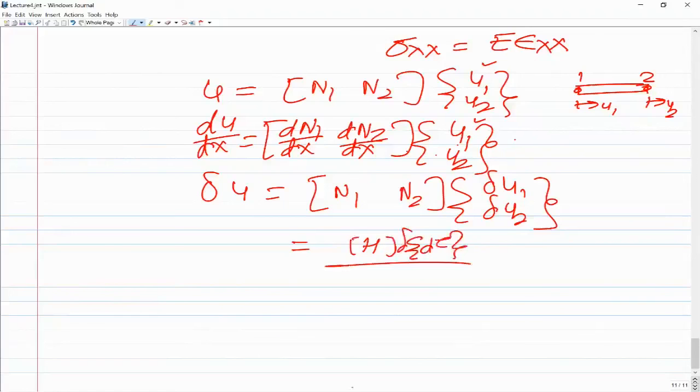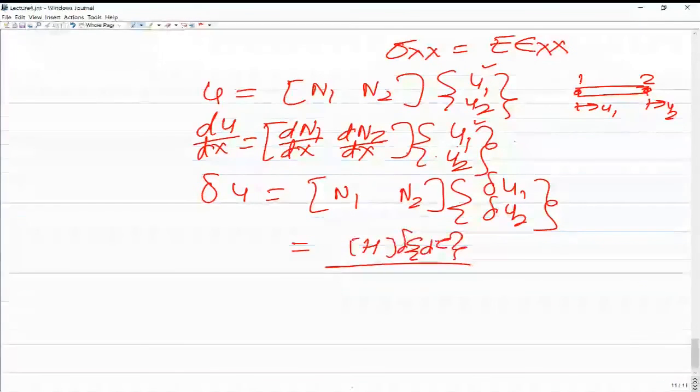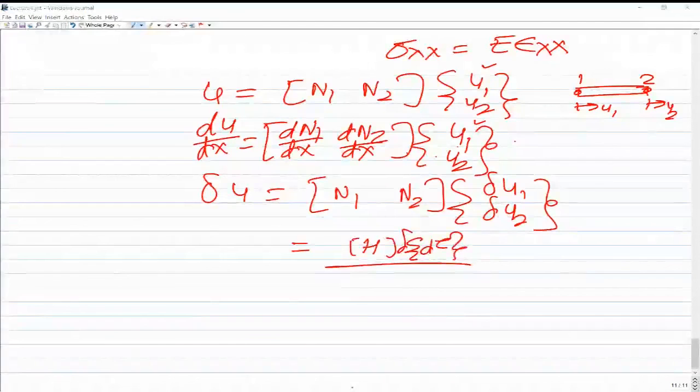Is that clear? Yes, sir. Sir, that means we apply the variation operator only on unknown terms. Am I right? Yeah, right. Okay, sir. Thank you.